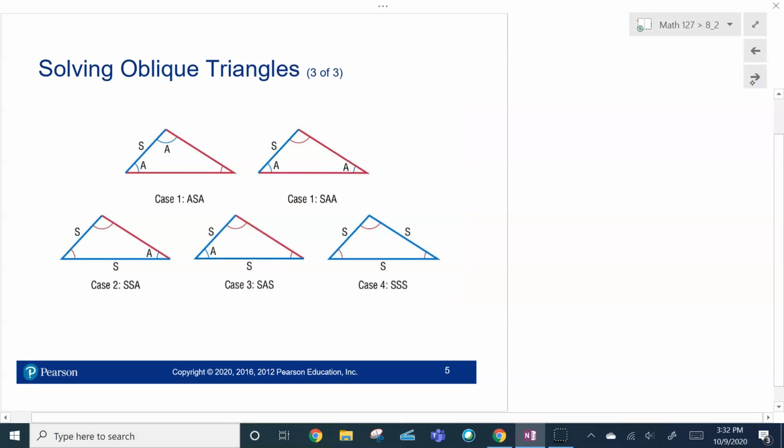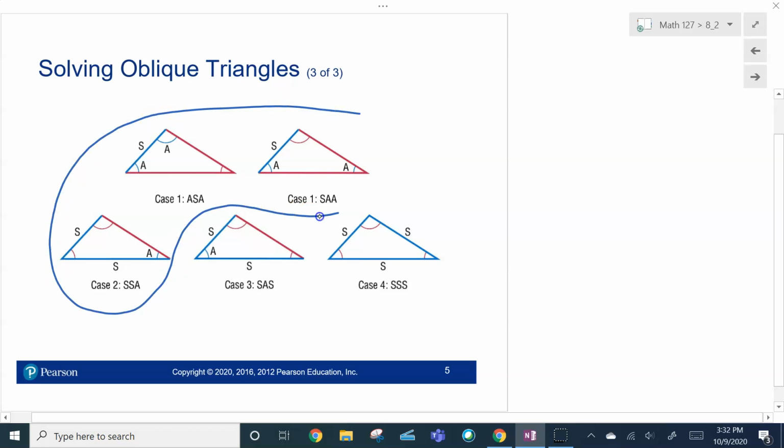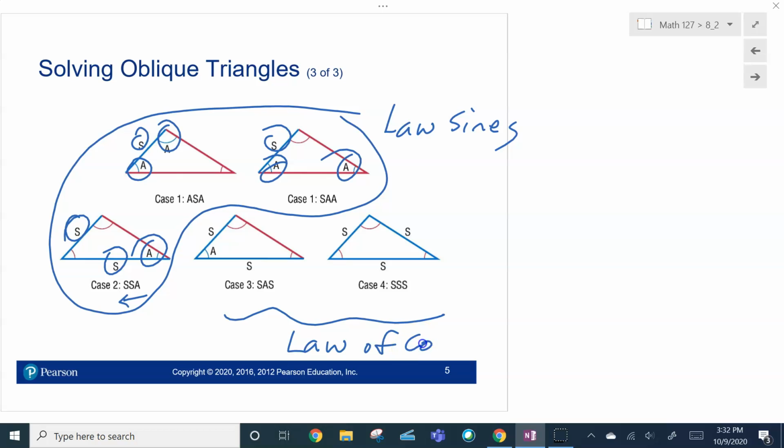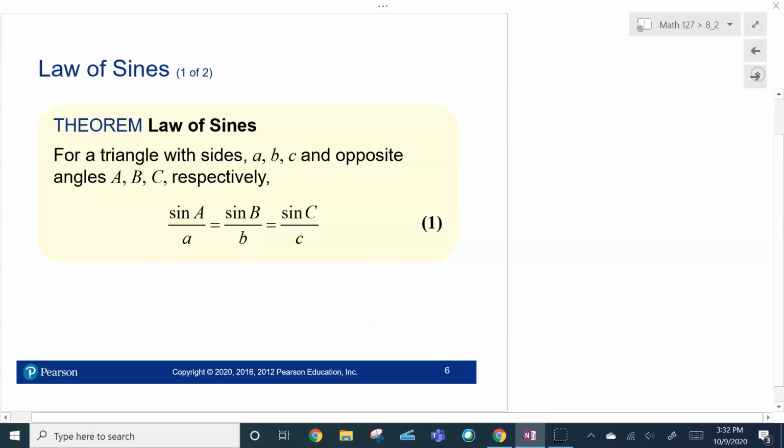In fact, I got a picture right here. So case 1 and case 2 situations. Notice we have angle side angle, so the side between them is given, or angle angle and a side. Or the ambiguous case, which is called side side angle. But if you read that backwards, bad word, right? That's how I remember it, because it's kind of backward. It's the ambiguous case. We'll talk more about that. But these are for law of sines. These other two will be for the law of cosines. Okay, and again, these are for oblique triangles.